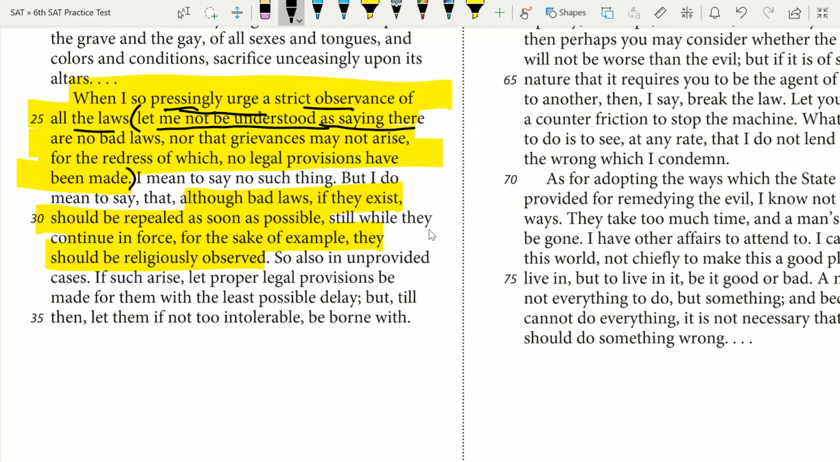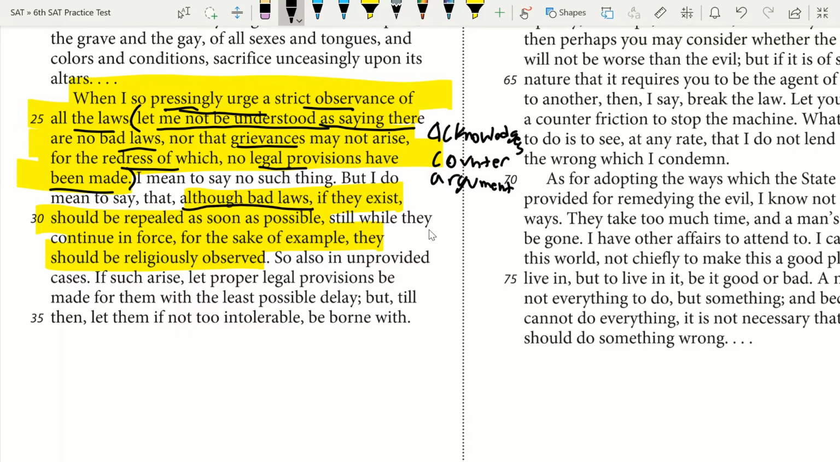So: let me not be understood as saying there are no bad laws, nor that grievances may not arise for the redress of which no legal provisions have been made. This is him acknowledging bad laws, so this is him acknowledging a counter-argument. Anytime someone acknowledges or makes a counter-argument, always highlight that, because if a counter-argument is being made or acknowledged, the other passage might take that counter-argument and run with it. So anytime we see that, we want to make sure we're highlighting it, in your case, underlining.